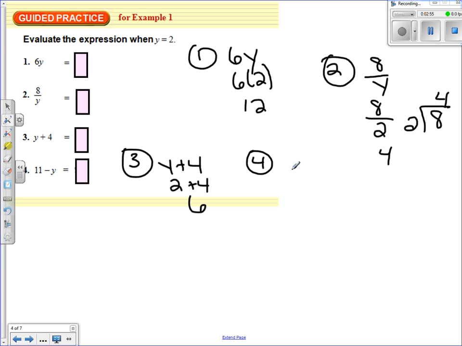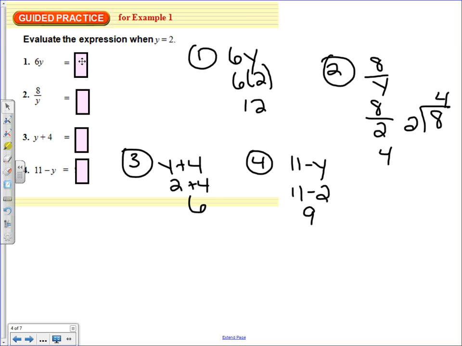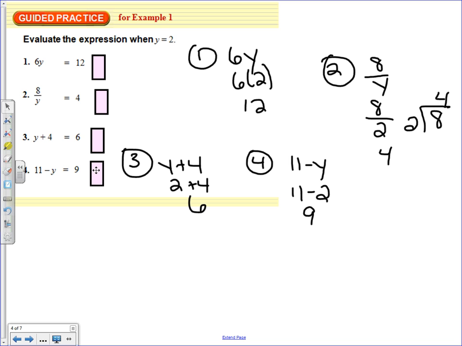Problem number 4 is subtraction, finding the difference, 11 minus y. The value of y is 2. 11 minus 2 is 9. And we'll just double check, make sure I'm doing my work correct, verify the answers, and I believe we are correct in all 4 of our examples.